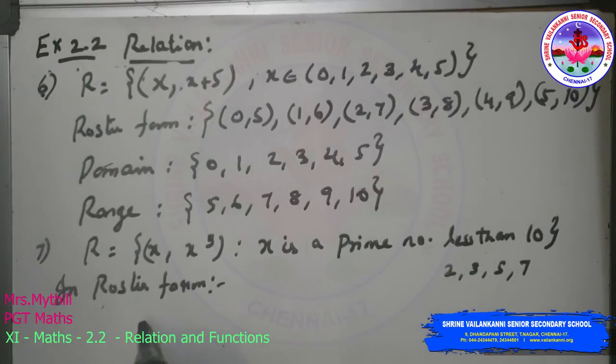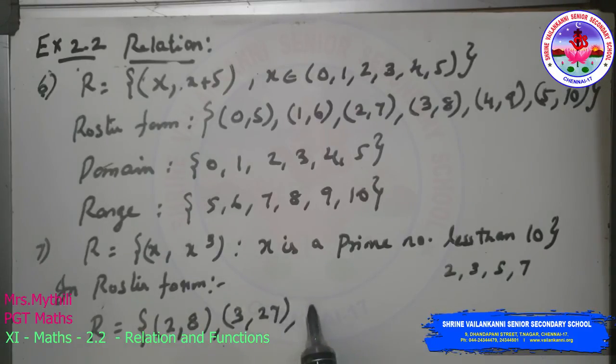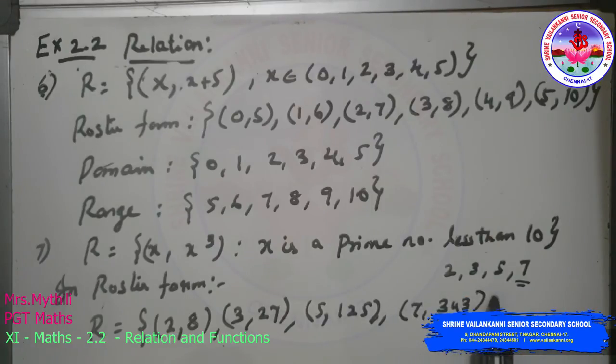So I am writing R equal to, when x is 2, 2 cube is 8. Again when x is 3, 3 cube is 27. When x is 5, 5 cube is 125. When x is 7, 7 cube is 343. So R equal to {(2, 8), (3, 27), (5, 125) and (7, 343)}.